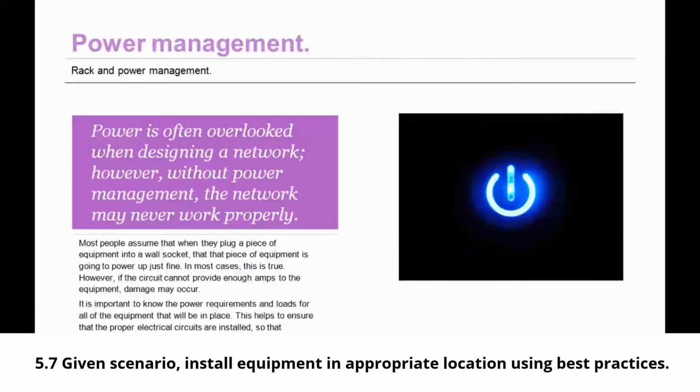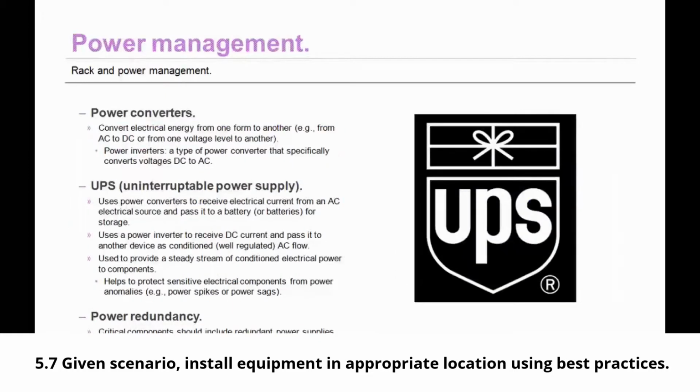It is important to know the power requirements and loads for all of the equipment that will be in place. This helps to ensure that the proper electrical circuits are installed so that sufficient power is delivered where it is needed, when it is needed. Power converters convert electrical energy from one form to another, as in from AC to DC, or from one voltage level to another. On the other hand, power inverters are a type of power converter that specifically converts voltages from DC to AC.